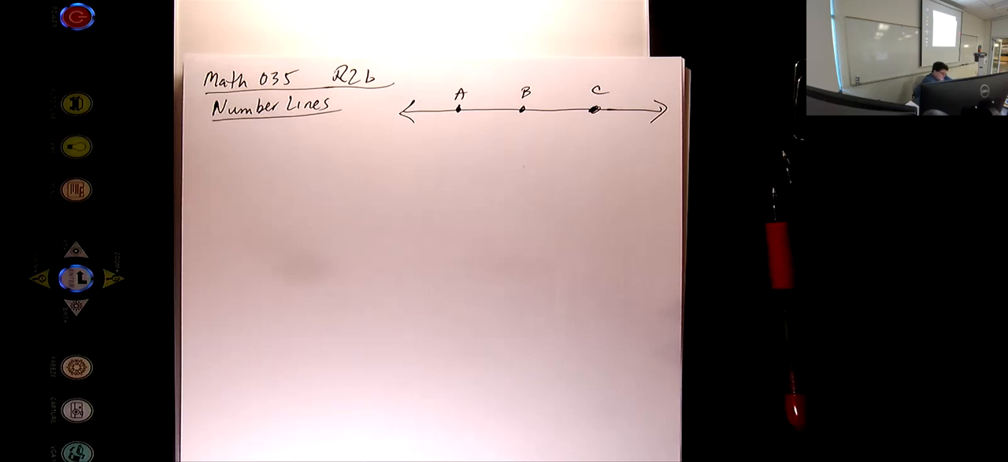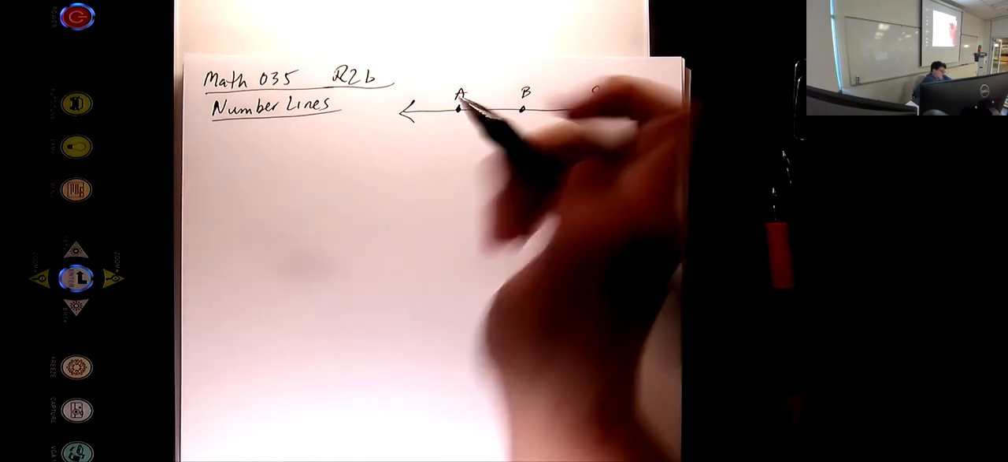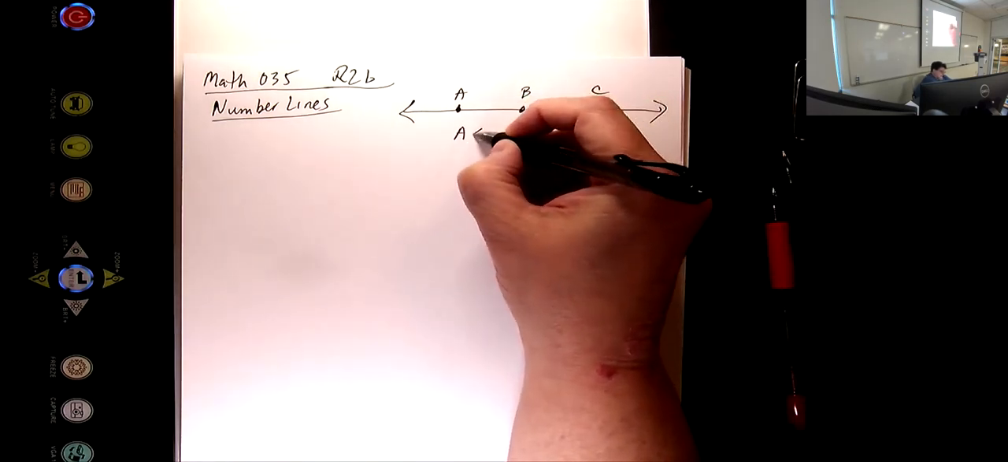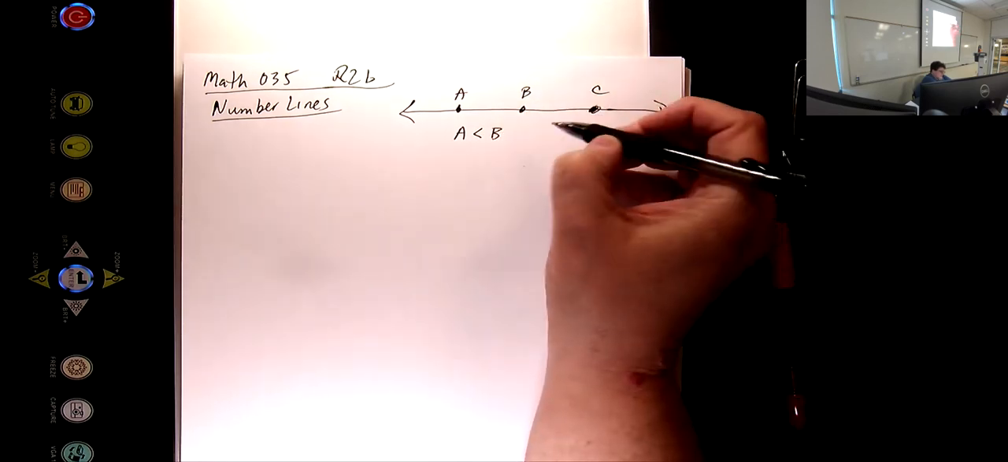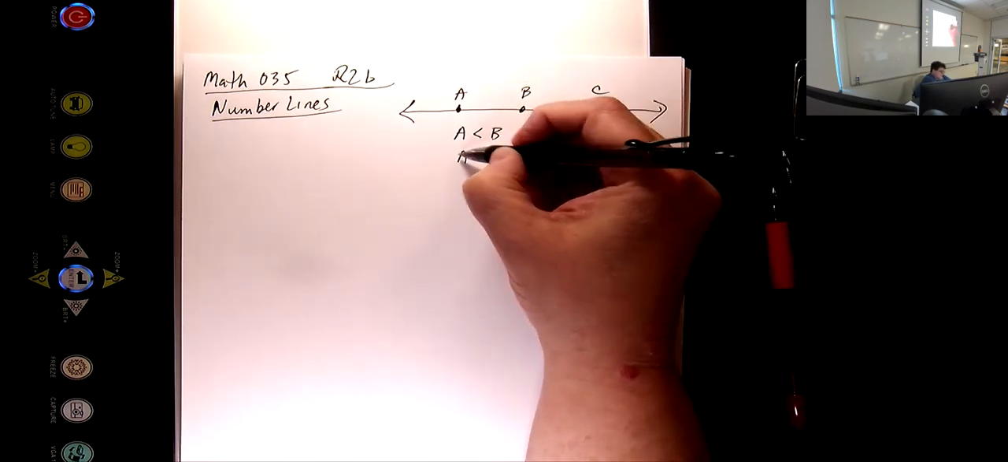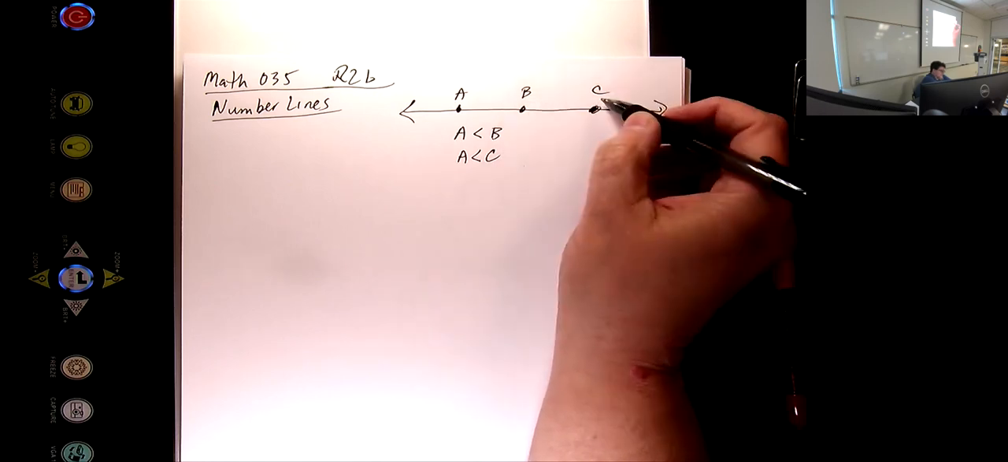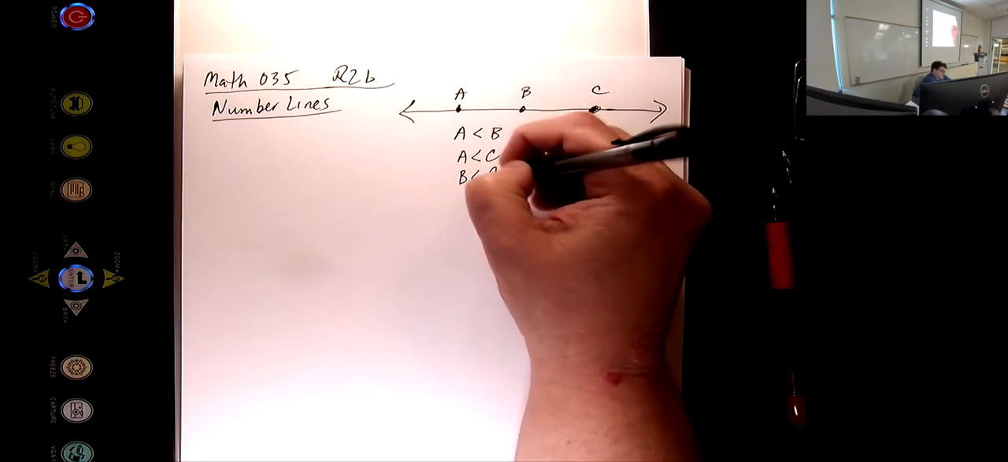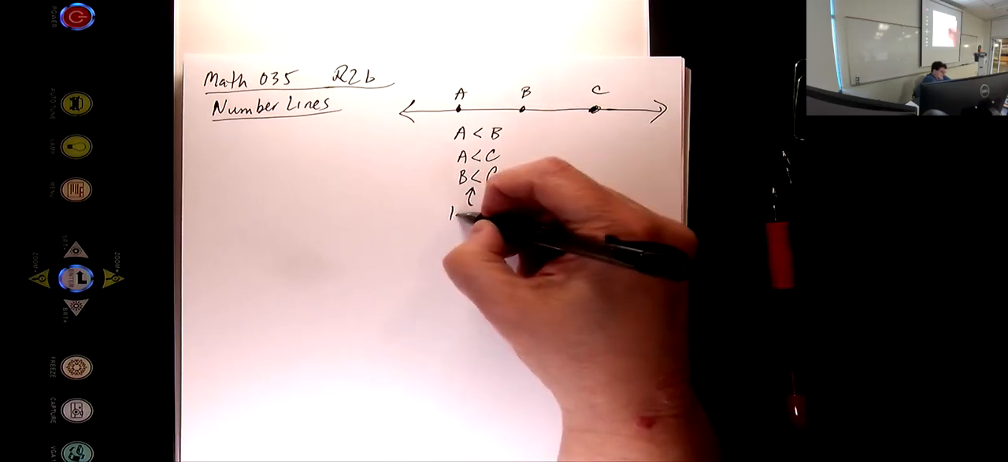So when numbers are to the left of other letters, we say that they are less than the letters. So here A is to the left of B. A is less than B. A is also less than C because it's further to the right. And B is also less than C. This is the less than symbol.